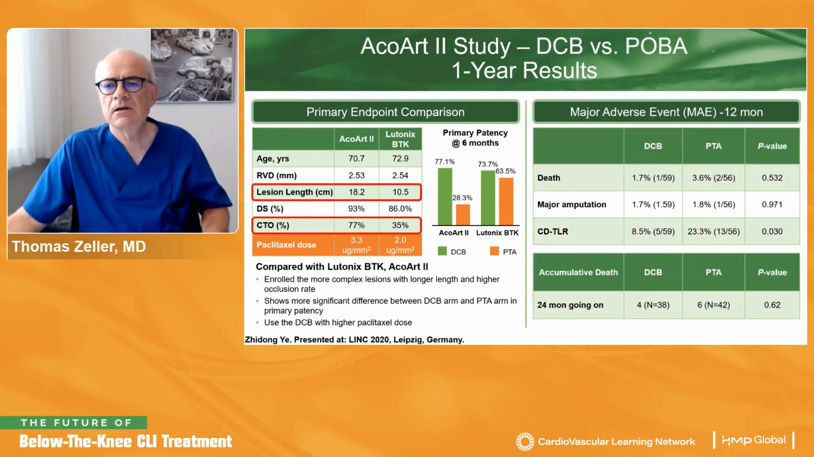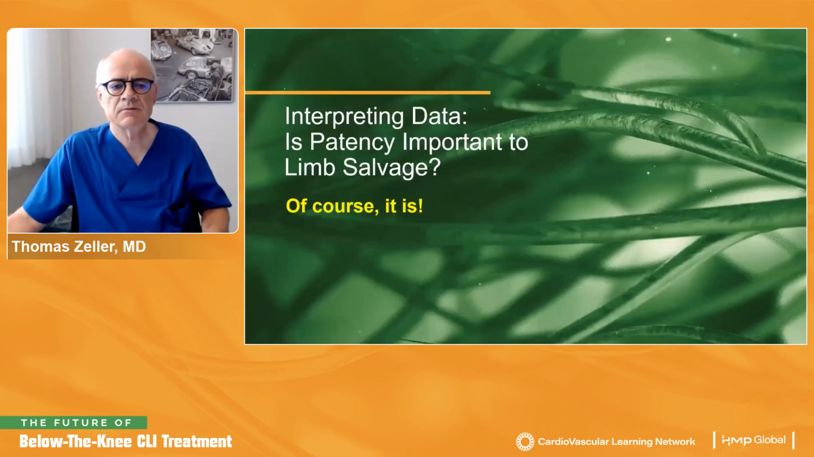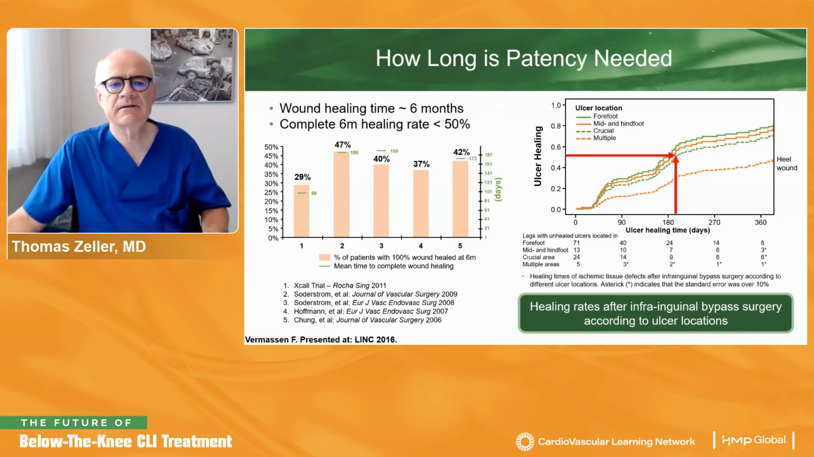If you look now on the 12 months outcome, death rate, no significant difference between DCB and PTA in ACOR2, major amputation, no difference, and CDTLR, as already mentioned, favoring the DCB approach. So what is important for upcoming studies? The key question, is patency important for limb salvage? I believe it is, definitely it is.